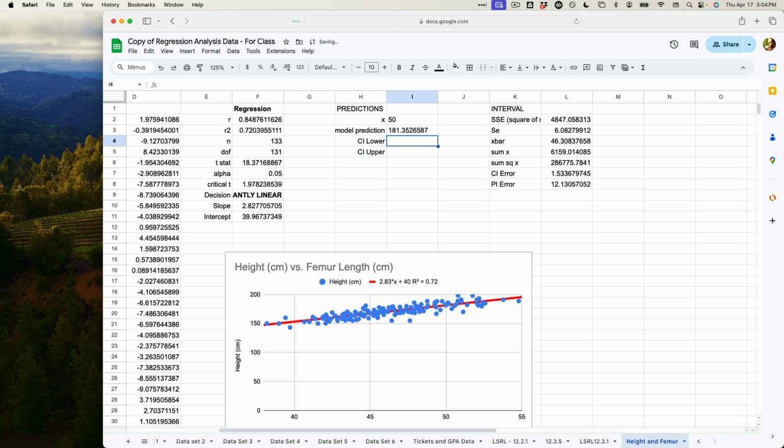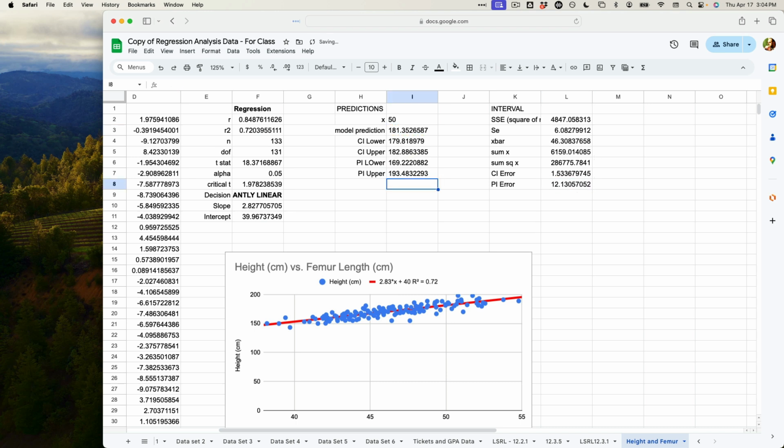So for a, then you can do a CI lower and CI upper. And simply you say, okay, my CI lower is my model prediction minus my CI error, and my CI upper is equal to my model prediction plus my confidence interval error, and my PI lower is going to be equal to model prediction minus PI error, and my PI upper is going to be equal to my model prediction plus my PI error.